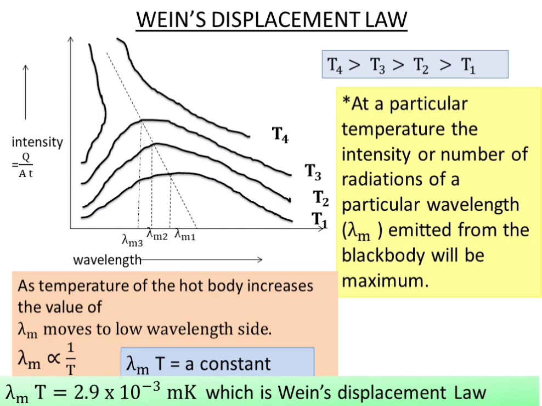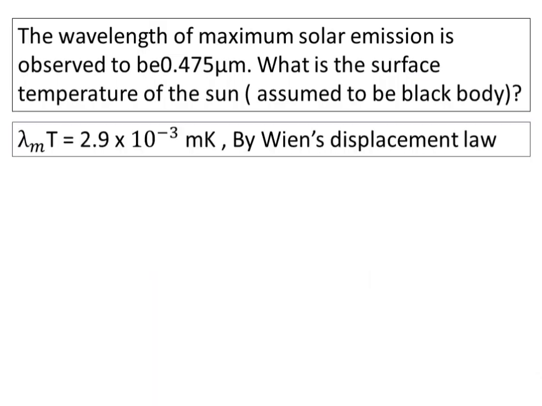Lambda m × T is equal to 2.9 × 10^-3 meter Kelvin. So here we are going to use Wien's displacement law in this problem. The wavelength of maximum solar emission is observed to be 0.47 micrometer. What is the surface temperature of the sun?